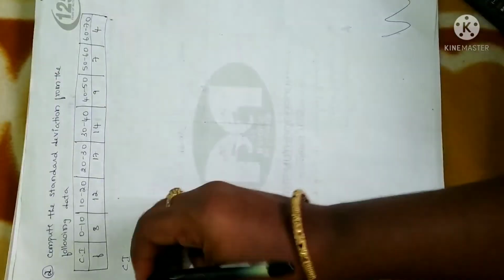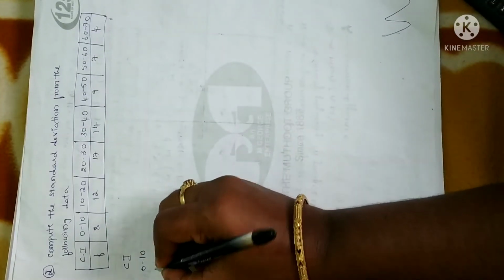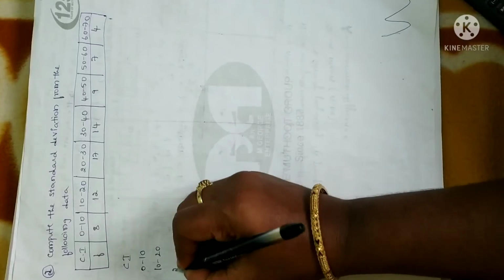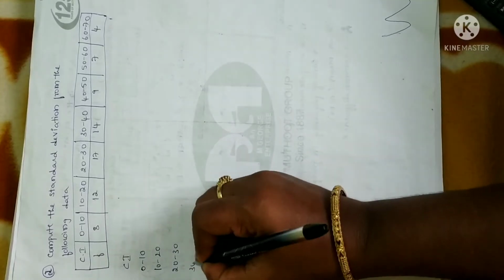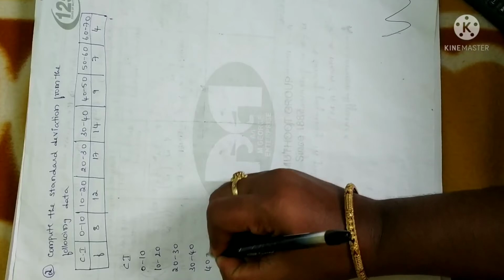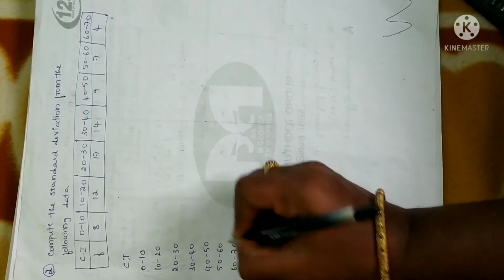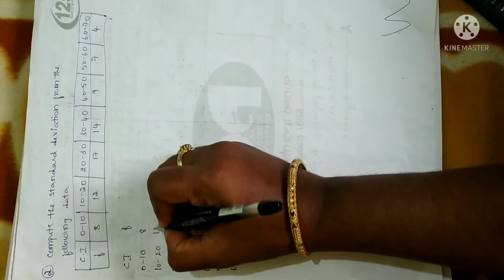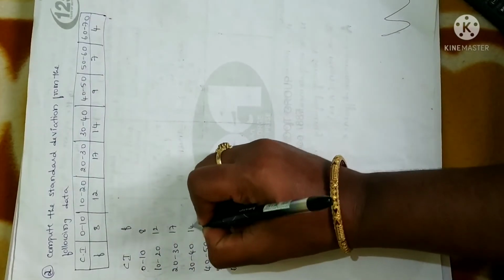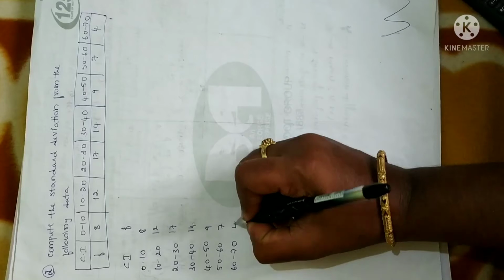Class interval is given to us: 0 to 10, 10 to 20, 20 to 30, 30 to 40, 40 to 50, 50 to 60, 60 to 70. Next, frequency: 8, 12, 17, 14, 9, 7, 4.